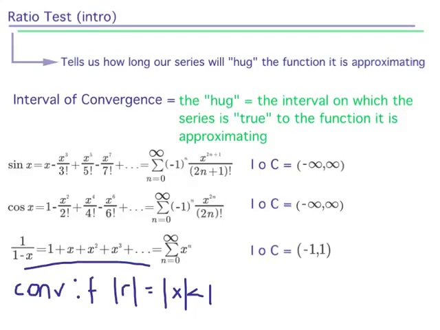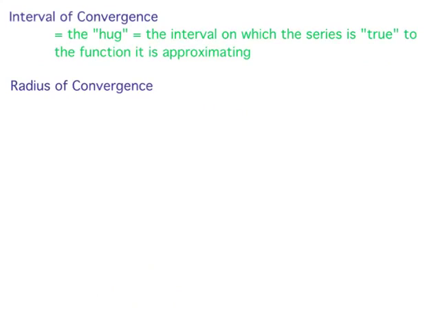Actually, before we even go on to that, we also need to talk about a radius of convergence. We said the interval of convergence is the hug, or the interval on which the series is true to the function that it's approximating, where it's coinciding with the function. The radius of convergence, well, if you think about the radius of a circle, it's half the length of the circle, half the diameter of the circle.